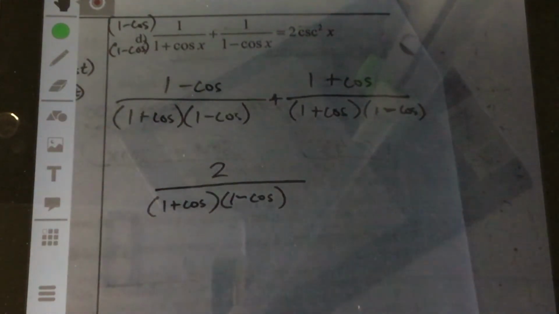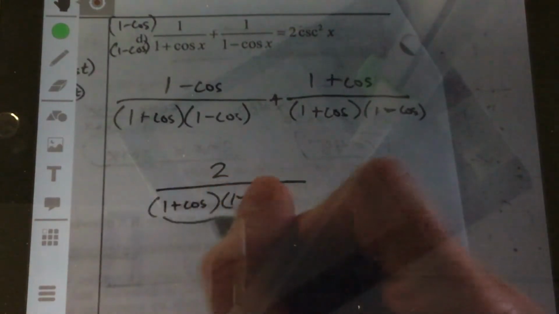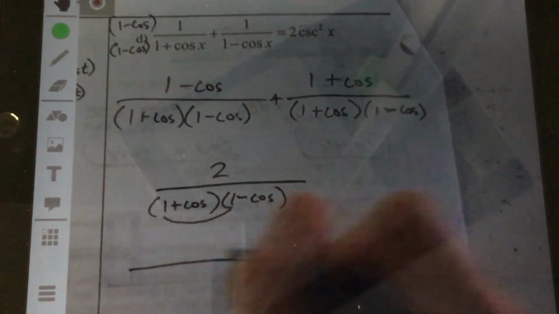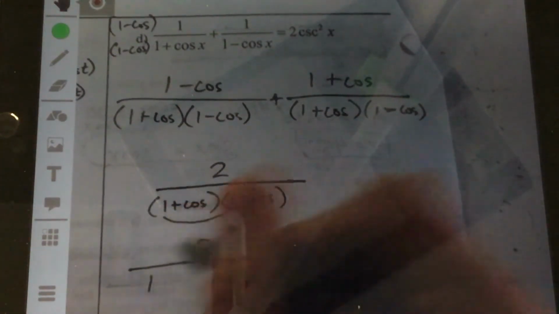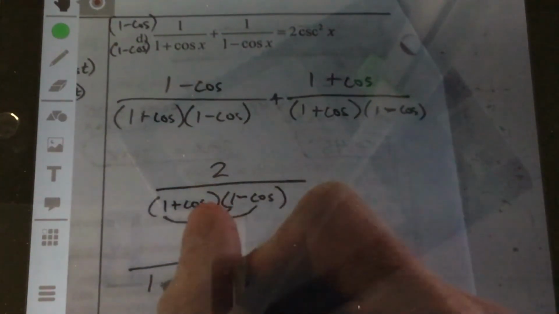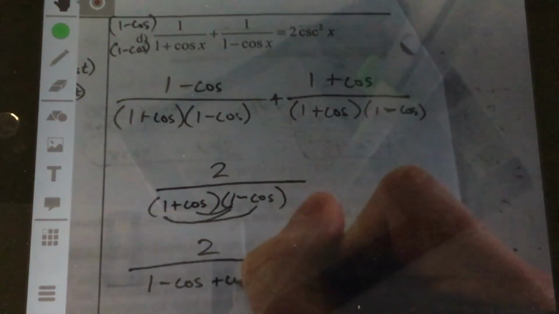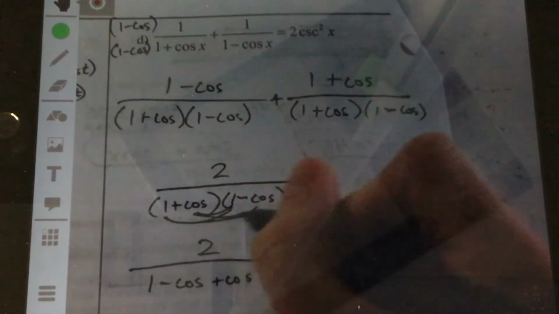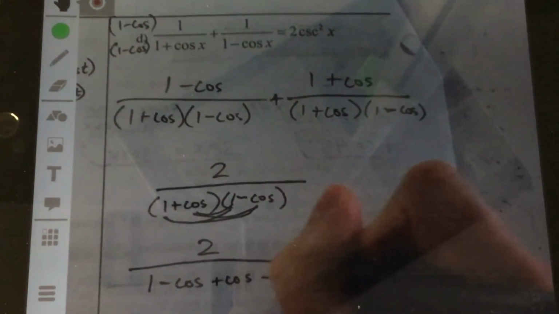So again, just like FOILing or distributing two binomials you learned back in Math 2, just multiply this by this, you get a 1. So I'll put the 2 on the top from the numerator, but 1 times 1 on the bottom will be 1. 1 times negative cosine will be negative cosine. Cosine times 1 will be positive cosine. And then cosine times cosine is cosine squared, but positive times a negative will be negative cosine squared.